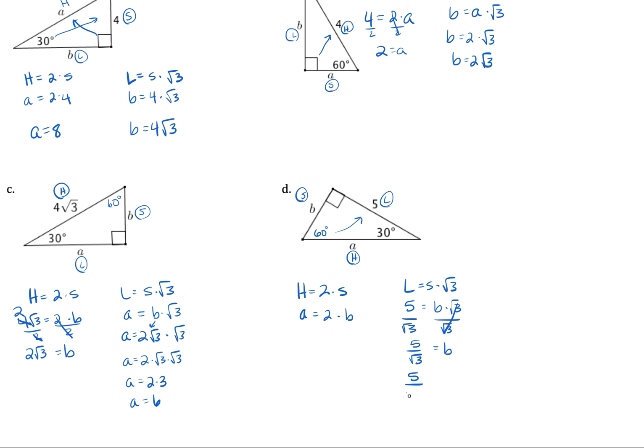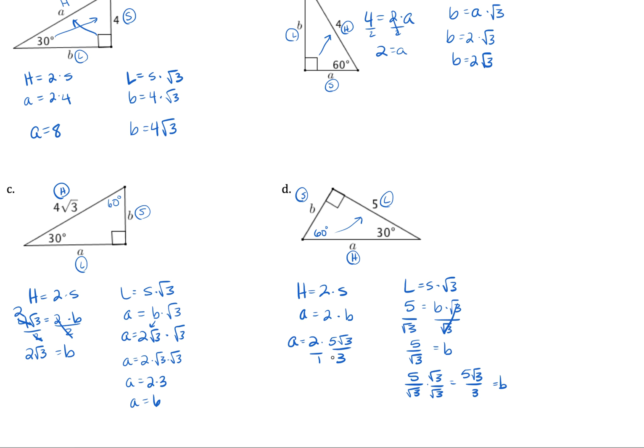So I need to take that and rationalize that denominator by multiplying by the square root of 3 over the square root of 3. That's going to be 5 times the square root of 3 over 3 for my value of B. Take that value of B and use it right here in this other formula. A is going to be 2 times 5 square root 3 over 3. So that's a 2 over 1 times a 5 root 3 over 3.